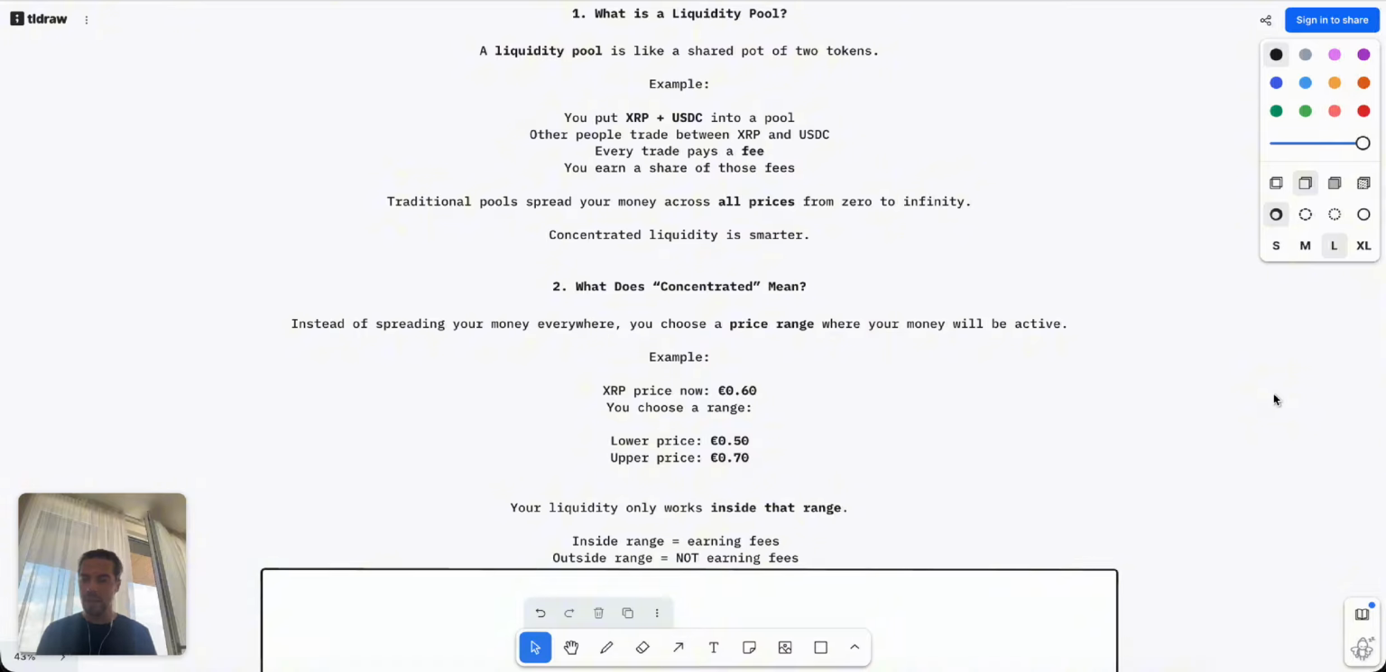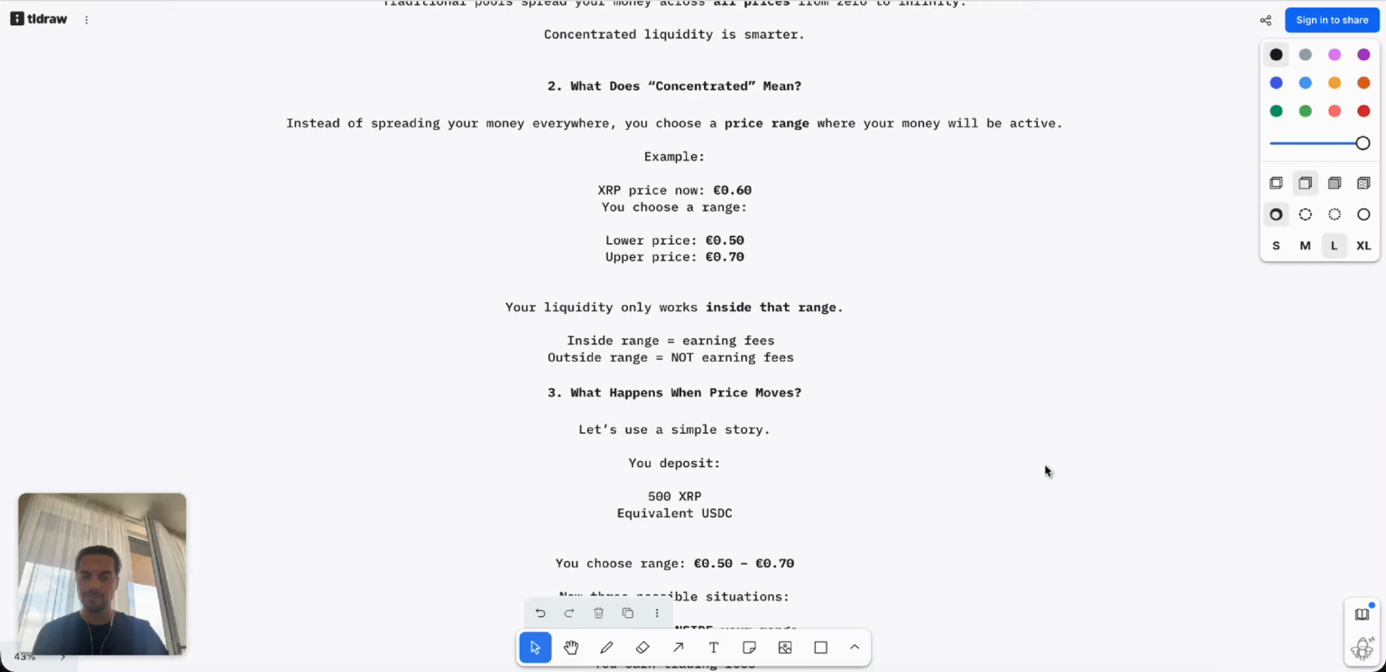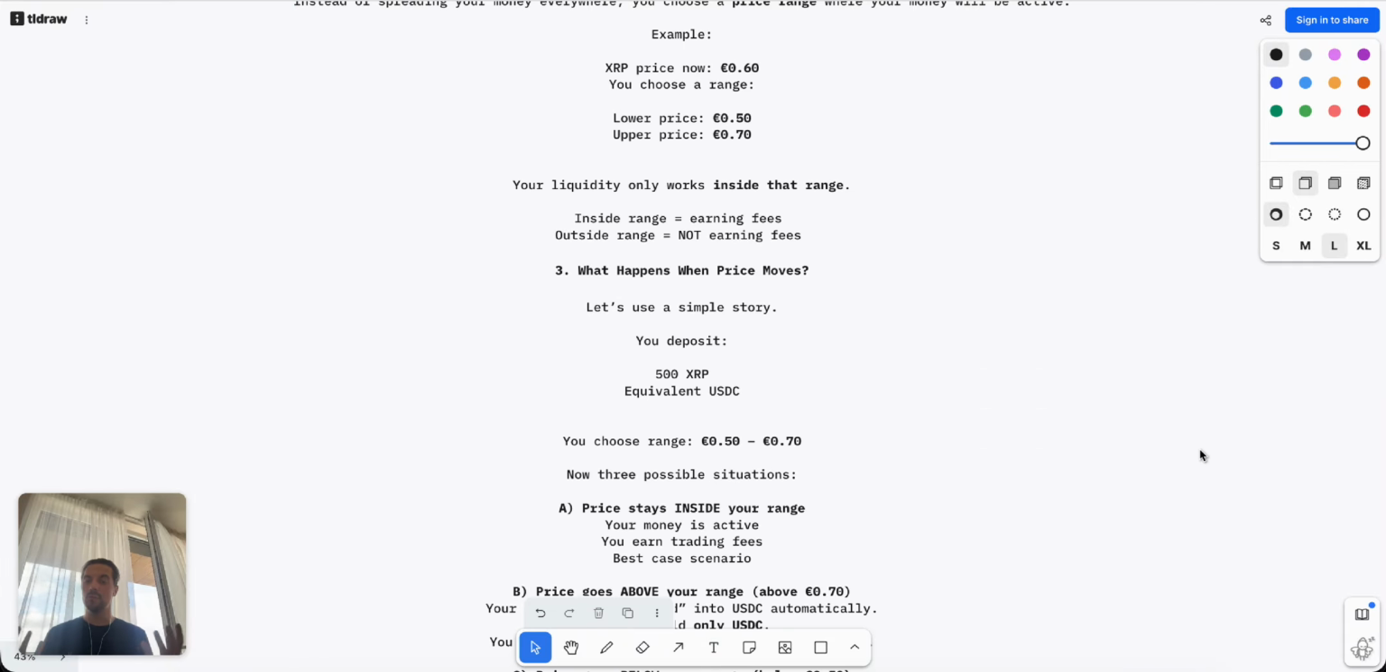While XRP is moving between 50 and 70 cents, your money is making you money. In simple terms, you provide liquidity only within this range, and that's it. While you are inside the range and people are trading, you are earning the fees. If XRP goes above or below your range, there's nothing wrong, except you are no longer earning the fees. And what happens when the price moves up or down?